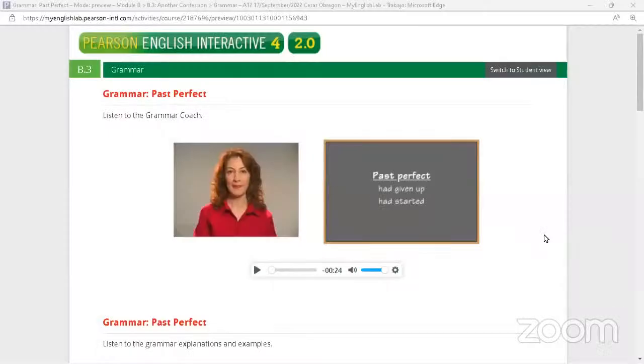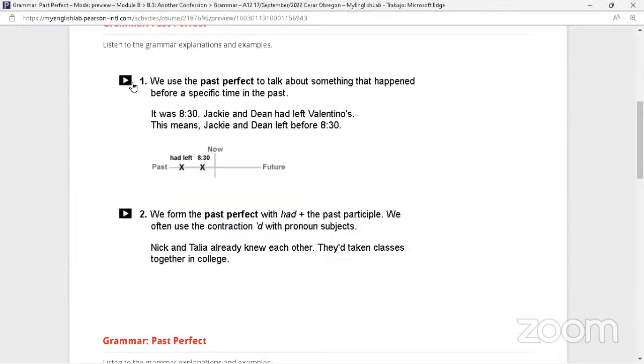Okay, so past perfect. For example, had given up, had started. Let's talk about this in detail. You ready? We use the past perfect to talk about something that happened before a specific time in the past. It was 8:30. Jackie and Dean had left Valentino's. This means Jackie and Dean left before 8:30.